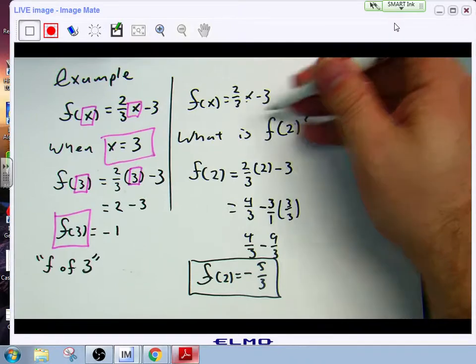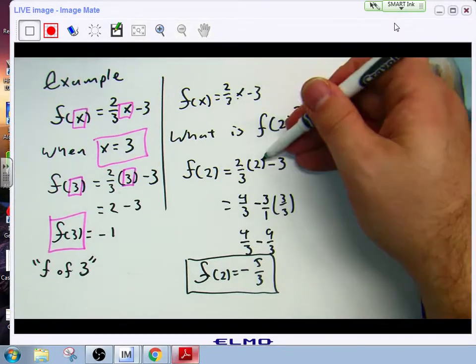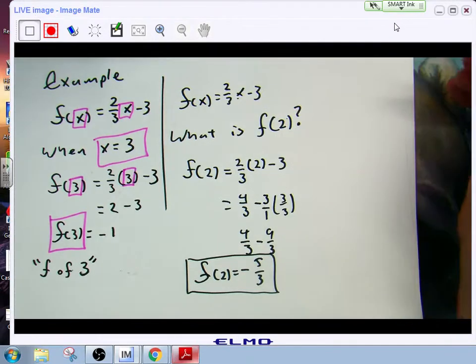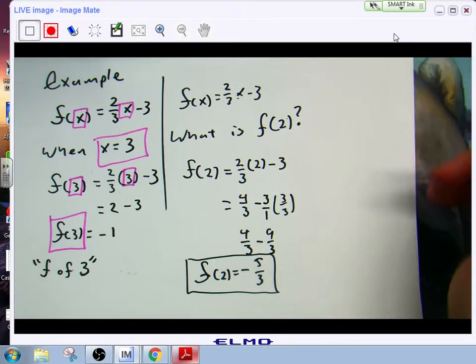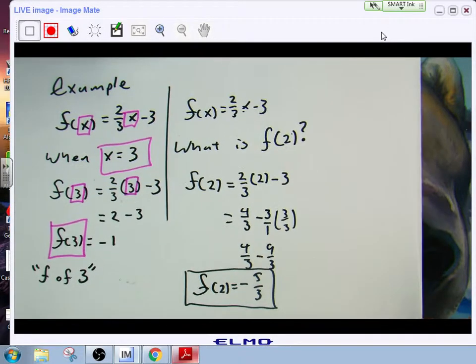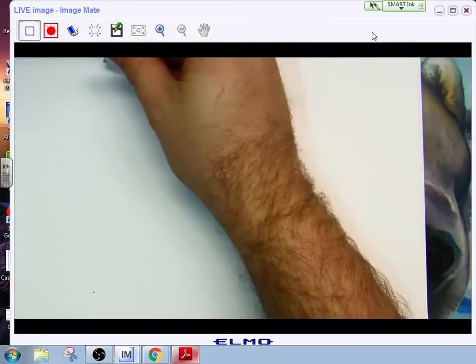F of 2 just means where my x was, I'm now putting in a 2. Easy enough. Any questions on that? Awesome. Okay. So, that being what it is, our next part that we need to focus on are patterns.